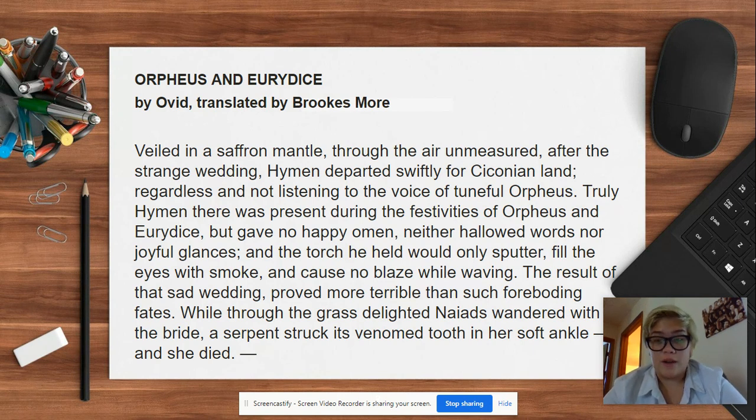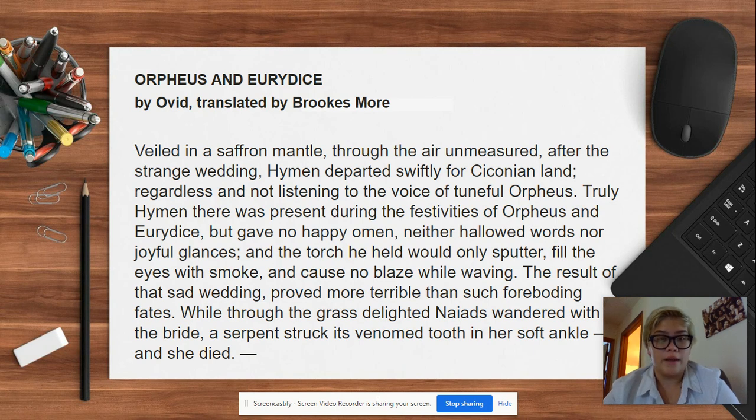So I kind of know what veiled means, like a veil. The whole purpose of a veil is to cover the face. So veiled in a saffron mantle. If I don't know what saffron mantle means, I'm just going to say, okay, something is hidden in a saffron mantle. Through the air unmeasured. Okay, so the air is being unmeasured. I may be confused, but I'm going to keep reading. Don't let yourself get stuck on the first few words of it. The rest of it may help you figure it out, and the first few words of whatever you're getting stuck on may not be important.